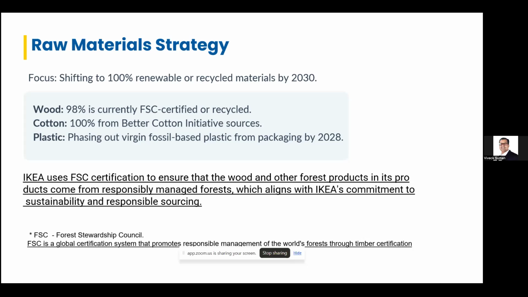So IKEA mainly tries, because wood is their main raw material, and it can be a major point of controversy, or it can be questioned right away. So they focus on certifications, and FSC certification plays quite an important role for getting their raw material.